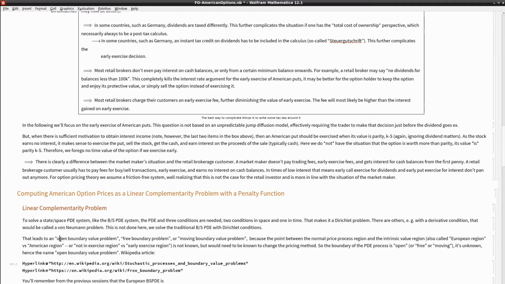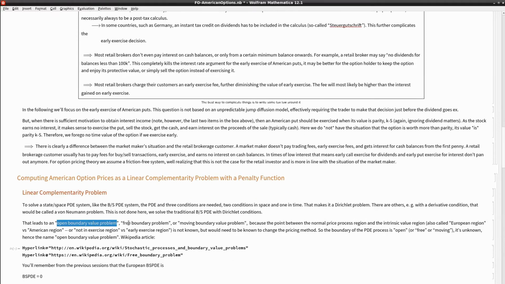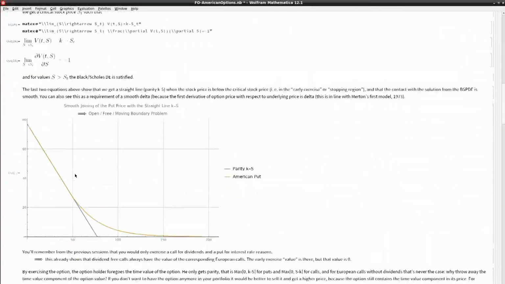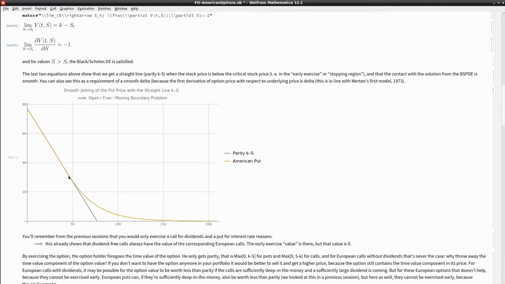So that leads to an open boundary value problem, or a free boundary problem, or a moving boundary value problem. All these terms are used, they really mean the same thing, because they point between the normal price process region and the intrinsic value region, also called the European region versus American region, or no exercise region versus early exercise region, that is not known, right? That is this smooth pasting point here that we have. We don't know yet where this point is. We could solve it iteratively.